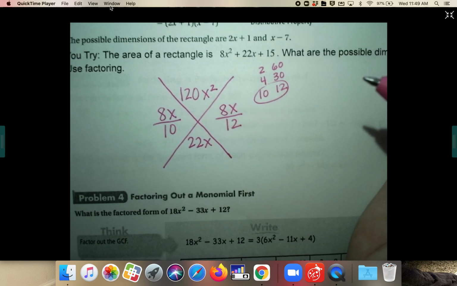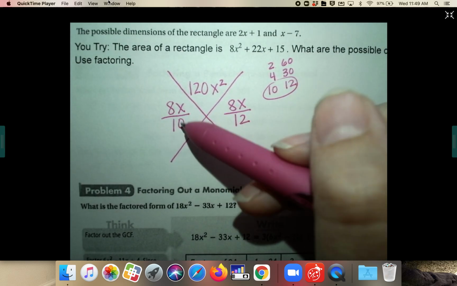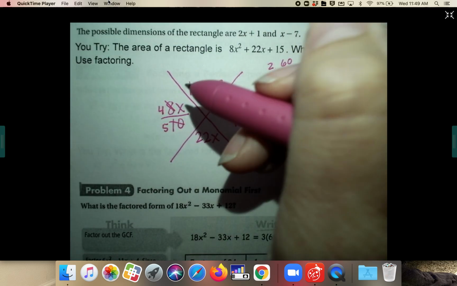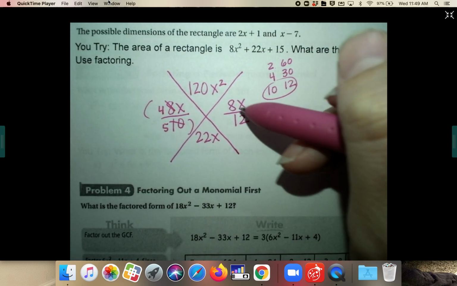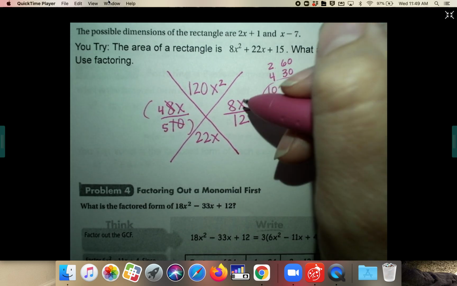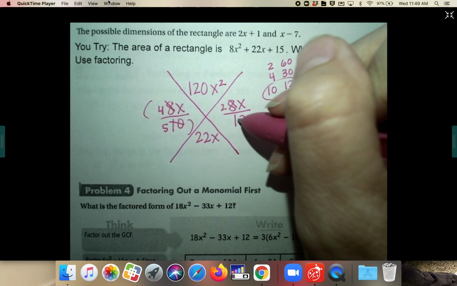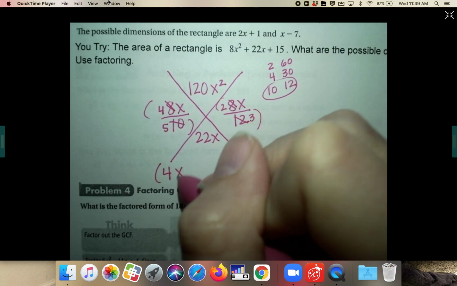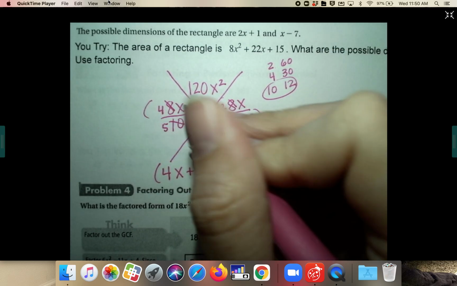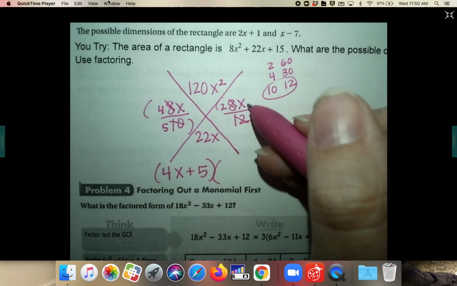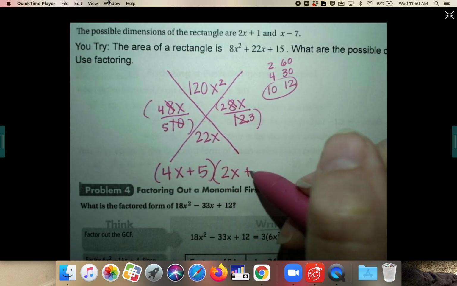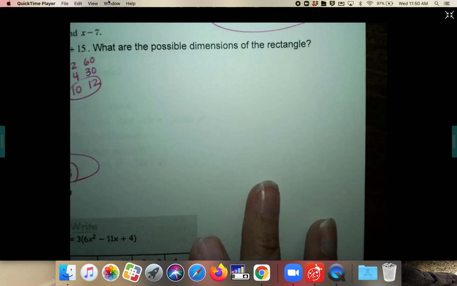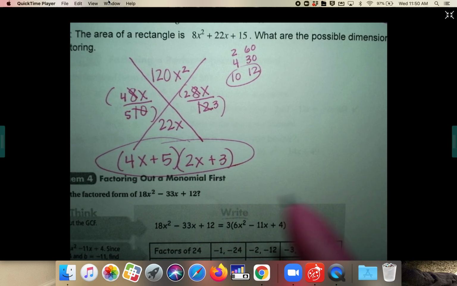Now we just have to simplify. These both divide by 2, so that would be 4 and that would be 5. These both divide by 4, so that would be 2 and 3. So the final answer is 4x plus 5 from this one times 2x plus 3 on that one. Great. Okay, I guess that was that question.